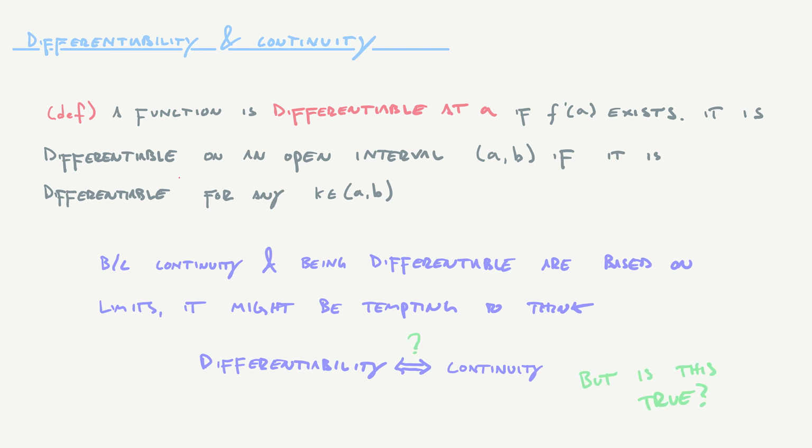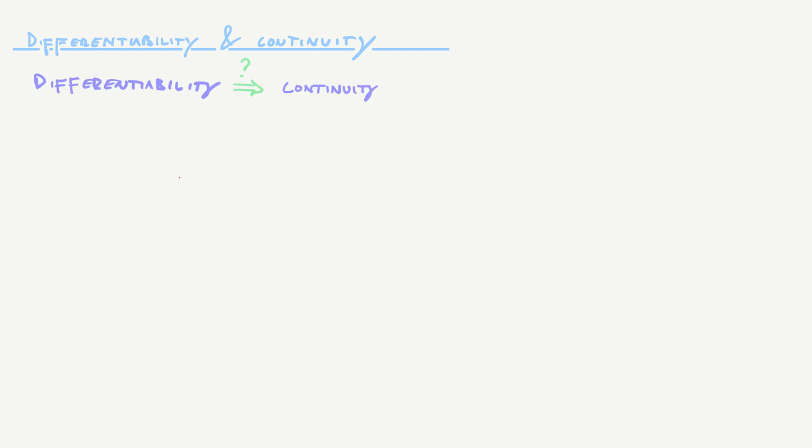First, we're going to go this direction. We're going to look at, does differentiability imply continuity? Meaning, if you know a function is differentiable at a specific point, can we also then assume that it's continuous at that point? Well, let's take a look. Let's assume that f of x is differentiable.